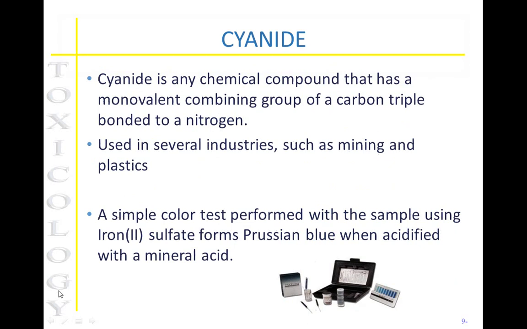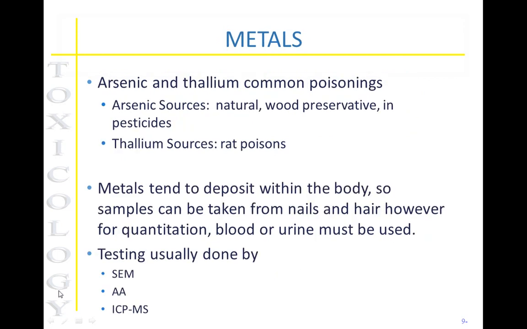Cyanide may also be tested in a forensic toxicology section. Usually this test is performed on a sample by using a simple color test that will turn blue when it's acidified with an acid. Other metals may also be tested in forensic laboratories, and specifically some samples besides blood and urine may also be tested. Things like hair samples and nail samples may also be tested using some of the other instrumental techniques which we've discussed.